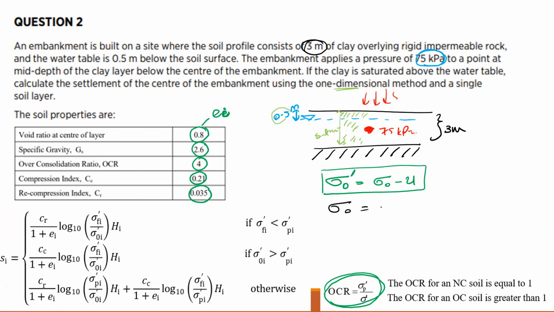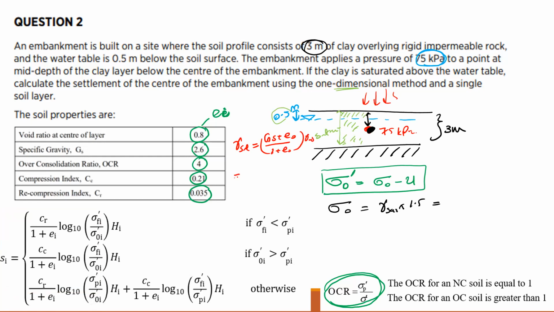So initial total stress. Now I'm looking at this point. If I'm looking at this point, the total initial stress will be what? Gamma saturated times the height, isn't it? The height will be 1.5. So that will be gamma saturated. We don't know; we need to find the gamma saturated. So what is gamma saturated? From the week 1 equations, gamma saturated is equal to (Gs plus e initial) divided by (1 plus e initial) times gamma W, isn't it? That is from week 1.